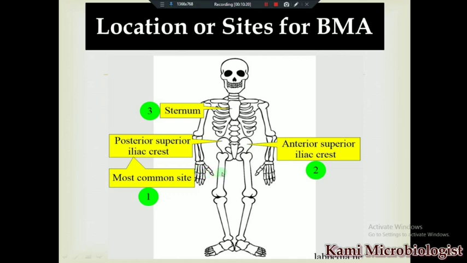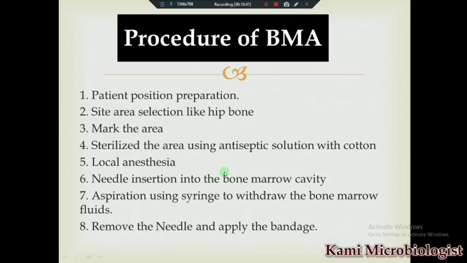Now another common portion is the tibia portion. If we want to take the bone marrow sample, this tibia portion is mostly recommended in the case of a child, when the child is below 1 year, so then we will take the bone marrow from this tibia portion.